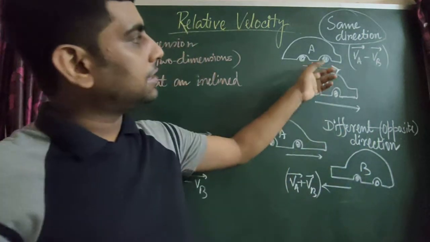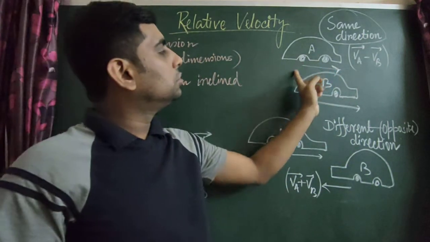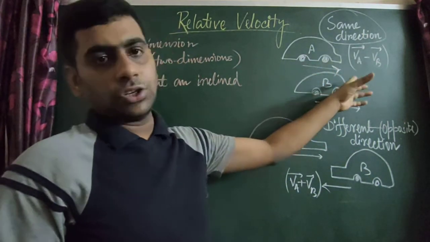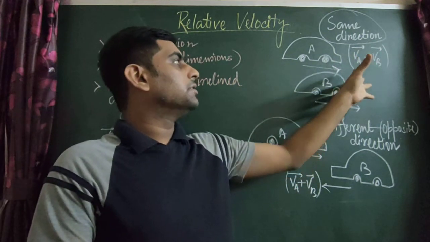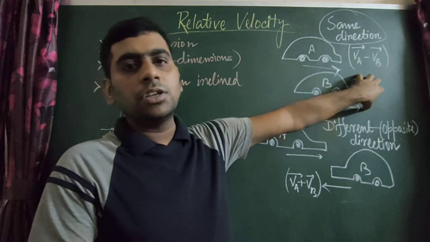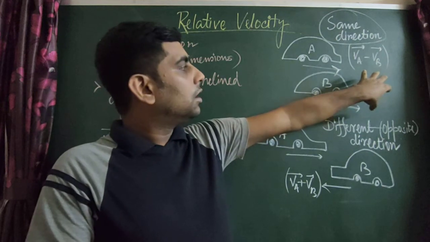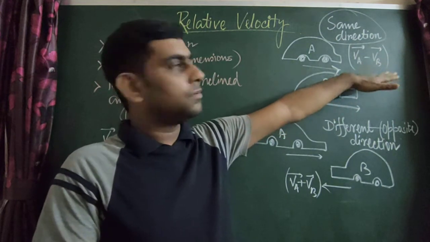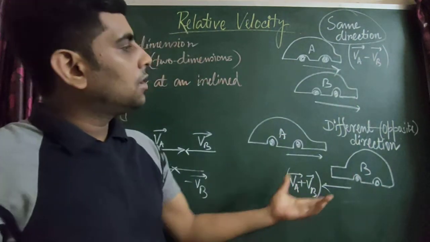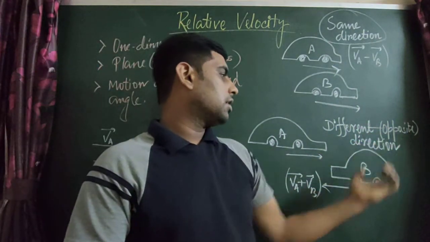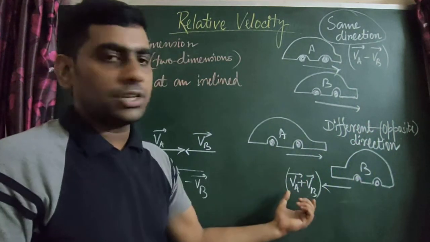You can see the example I have shown here. Two cars are moving in the same direction. As a result, the relative velocity between them is the result of the subtraction of the two velocities, whereas when the cars move in opposite directions, their velocities get added.